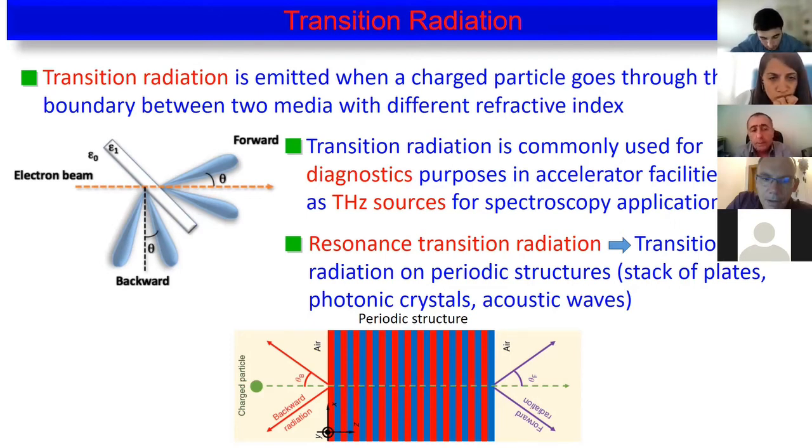Parameters of the intensity and the distribution of the radiation can be controlled by using periodic structures, and in this case the radiation is called resonance transition radiation. In this case we have constructive interference of the radiation from different interfaces, and as a periodic structure we can use, for example, a stack of plates, photonic crystals, or acoustic waves. In particular, we have some investigations related to transition radiation on acoustic waves. In this case, we can easily control the period of the periodic structure.